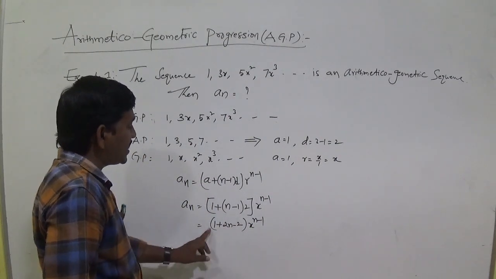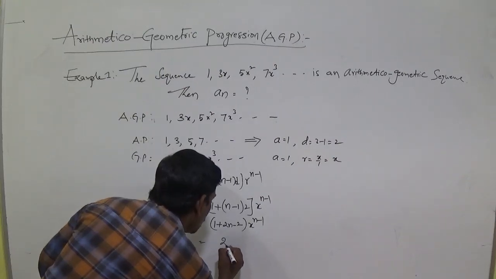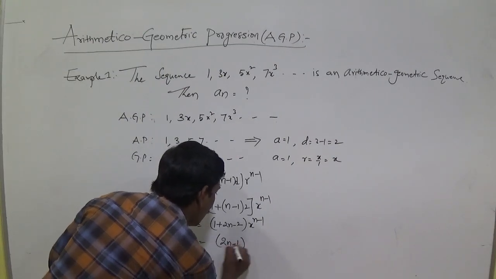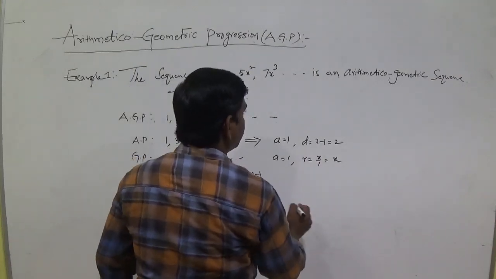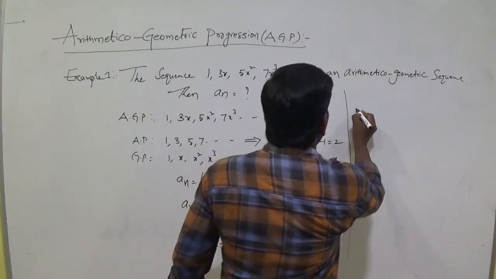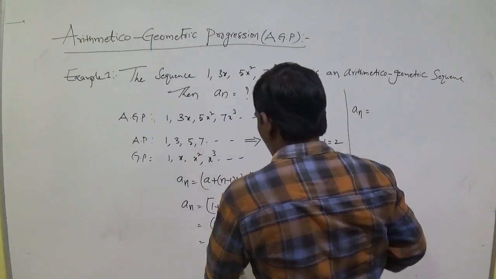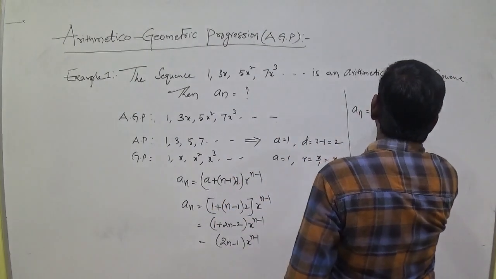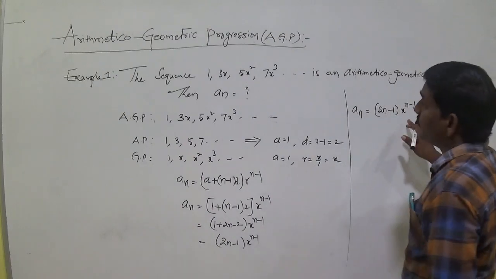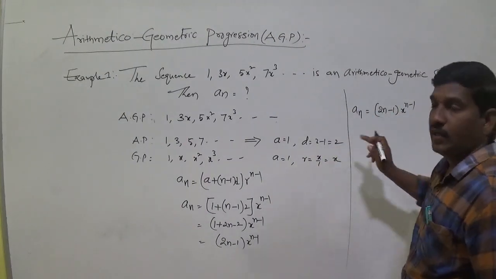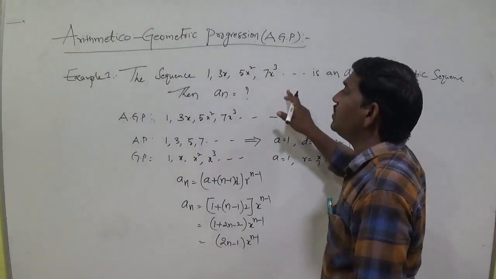2n minus 2 plus 1 minus 1. 2n minus 1 whole power x power n minus 1. So an equal to (2n minus 1) x power n minus 1. This is the nth term of the sequence. This is the nth term of the given sequence.